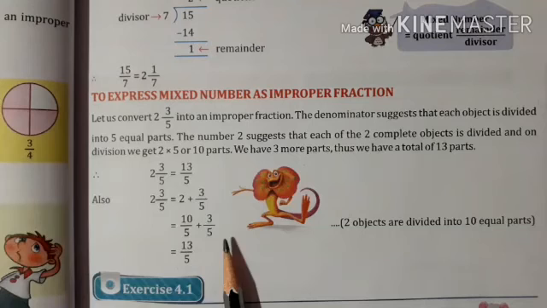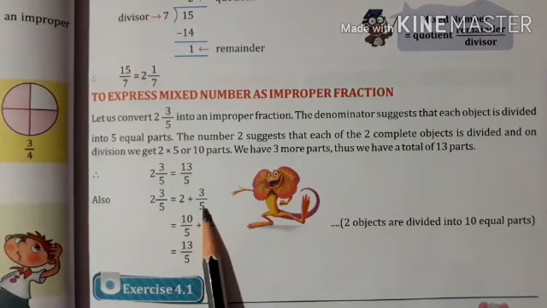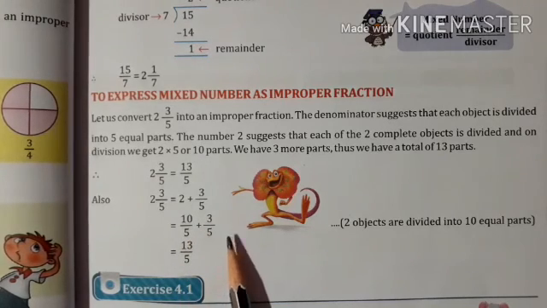Now look at this another way. 2 3/5 equal to 2 plus 3 by 5 equal to, here we have to find LCM, okay? So LCM will be 5. So 10 by 5 plus 3 by 5 equal to 10 plus 3 by 5, which is 13 by 5, okay? So this is how we can express mixed number as improper fraction, okay?